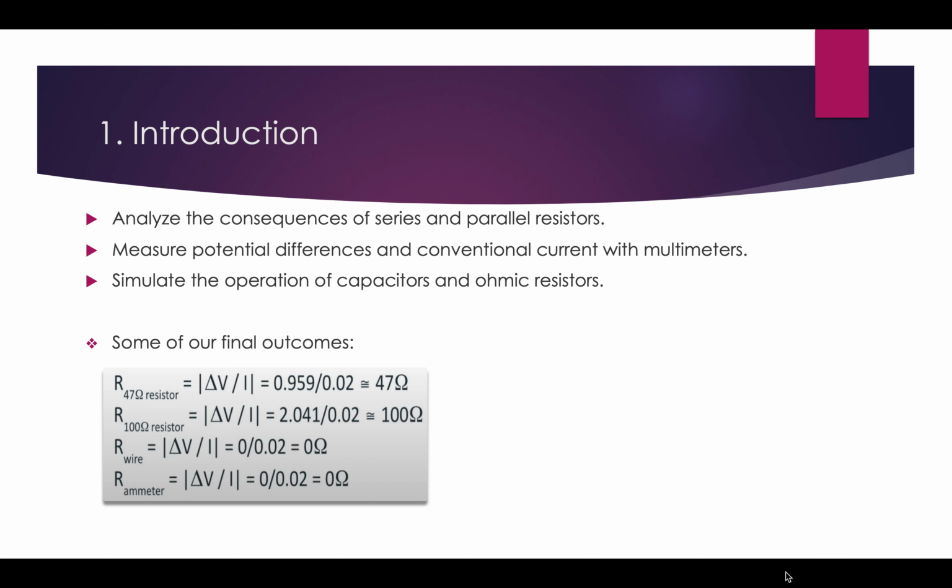In this lab, we will analyze the consequences of series and parallel resistors, and then measure the potential differences in conventional current with multimeters, and then simulate the operation of capacitors and ohmic resistors. Some of our final results from this lab are shown in the picture below, where R wire and R ammeter are equal to 0 ohm.